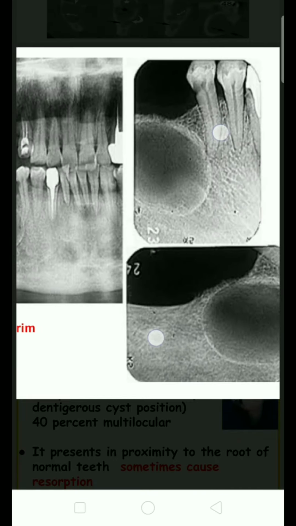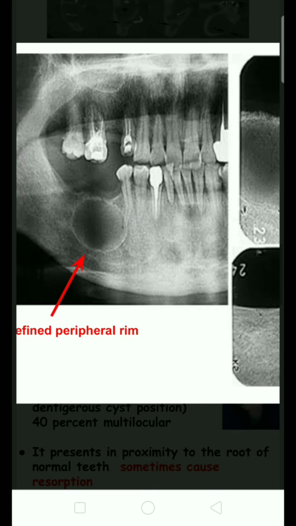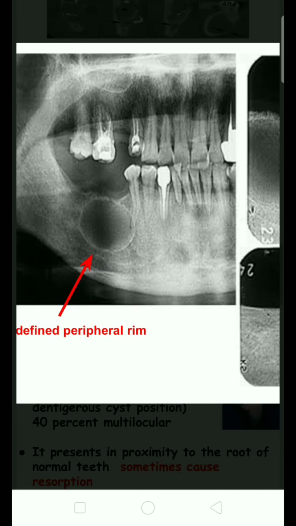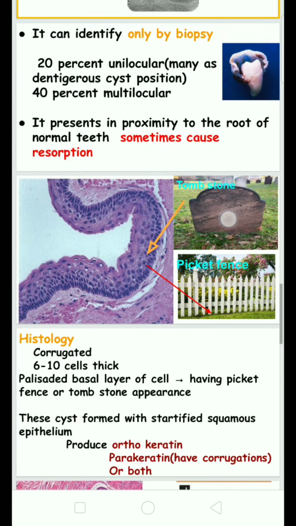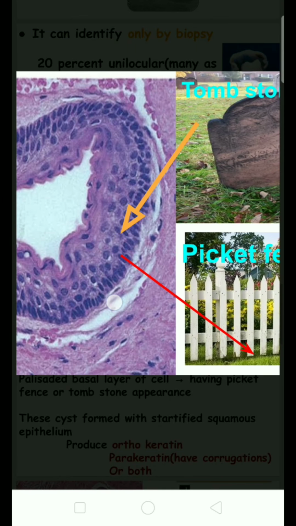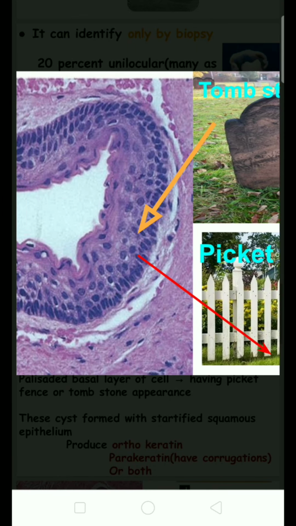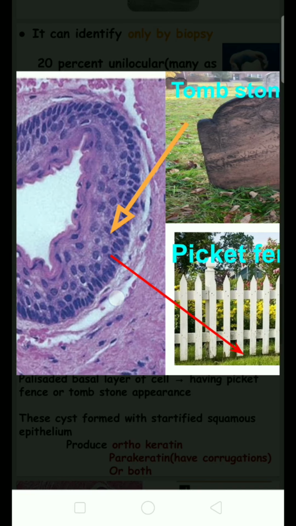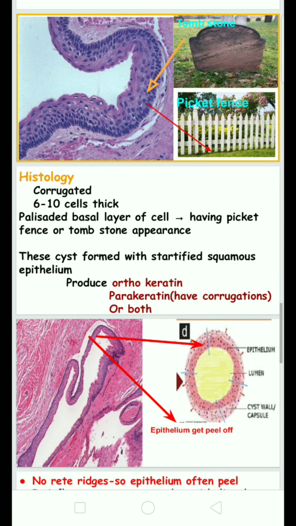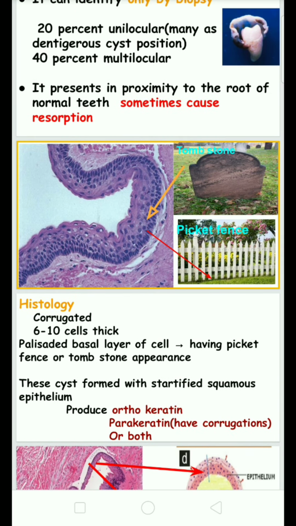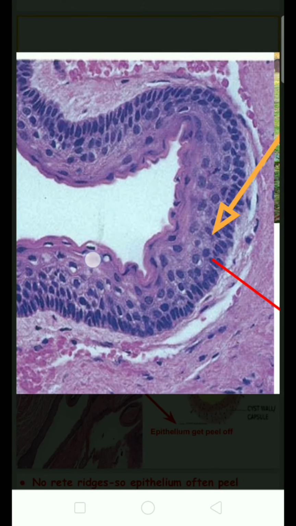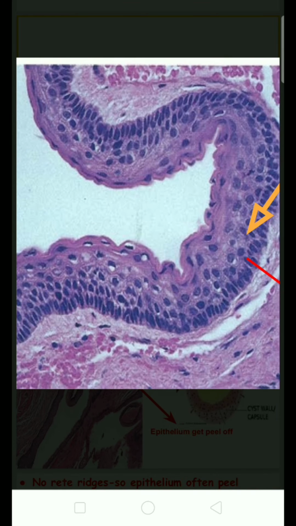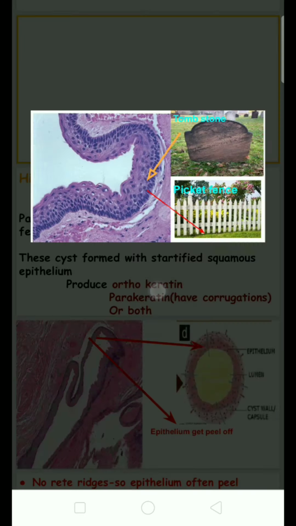When it is present in the proximity area, root resorption is seen, because the cyst is in proximity to the root surface. So we have to look for root resorption in these areas. These peripheral palisade cells look like a tombstone appearance. At the same time, they look like a picket fence appearance. The histology is corrugated, a wavy pattern in these areas. There are 6 to 10 layers of basal thickness, and the palisades look like tombstones and picket fence appearances.